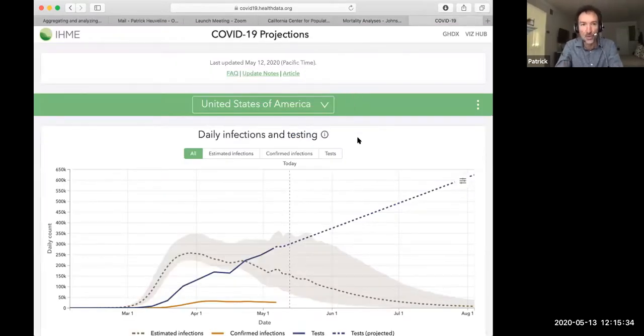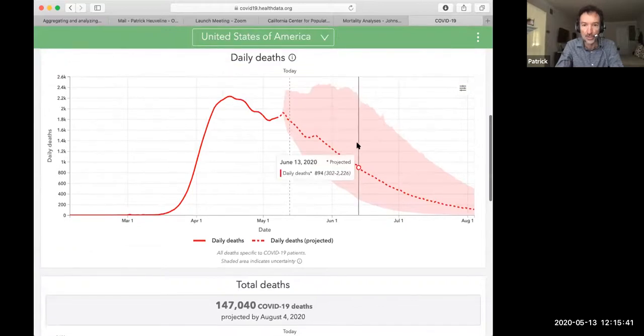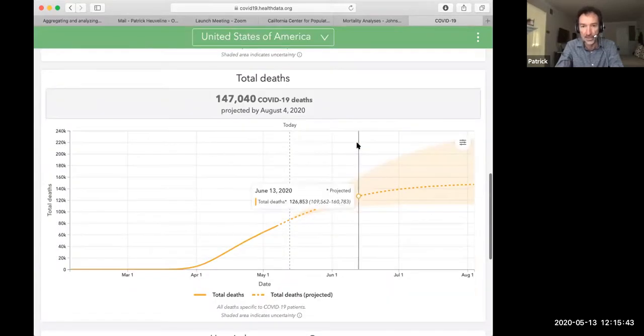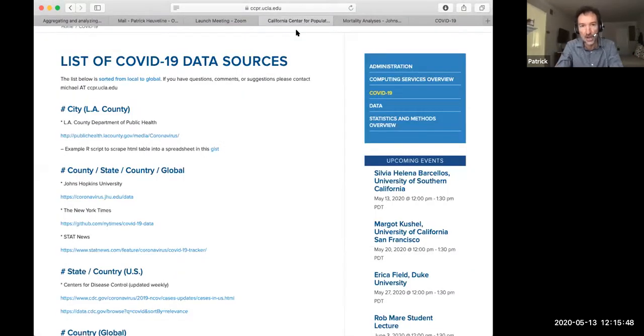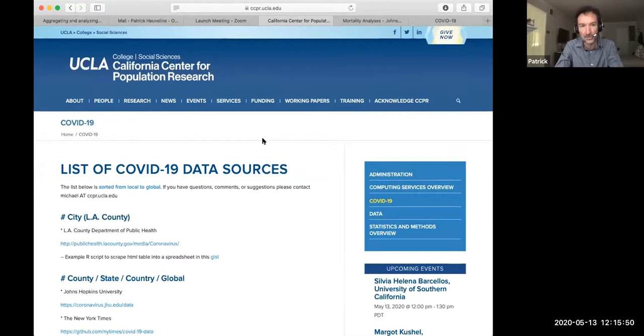And on the projection side, there's also a number of sites. This is, again, one of the most commonly used for projection, from IHME, with current deaths, projected number of deaths, and so on. So there's a number of alternative sources on our CCPR site. If you're interested in looking at some of them, we have a page under services here that has a number of those links. And today, I'm not going to try to adjudicate between any of those.